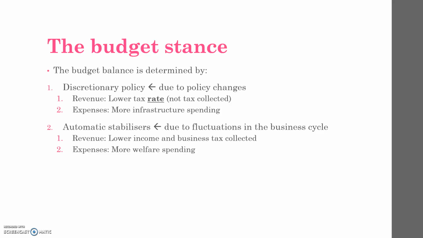On the expenses side, when the economy is in a contraction, often welfare spending increases in order to support those who are out of a job, and that is an example of an automatic response by government expenditure to changes in the business cycle. So the key thing here is the government didn't have to do anything different for these changes to occur. Automatic stabilizers, as the name suggests, automatically stabilize the economy.